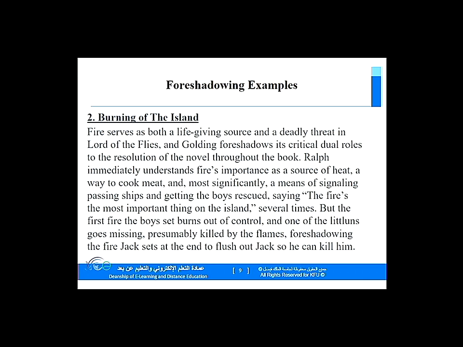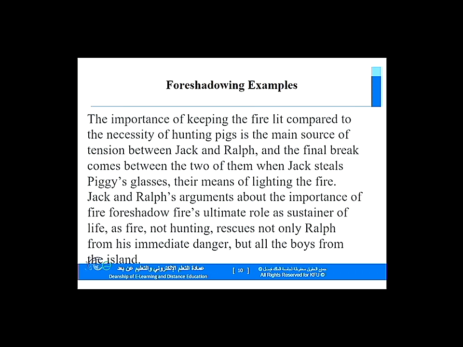This sentence is repeated several times in the novel. But the first fire the boys set burns out of control. And one of the little ones goes missing, presumably killed by the flames, foreshadowing the fire Jack sets at the end to flush out Ralph so he can kill him.